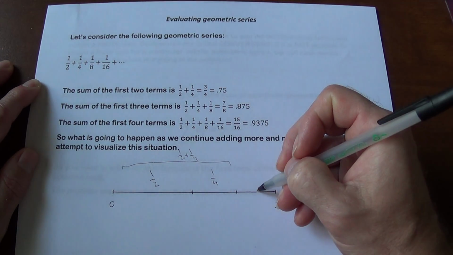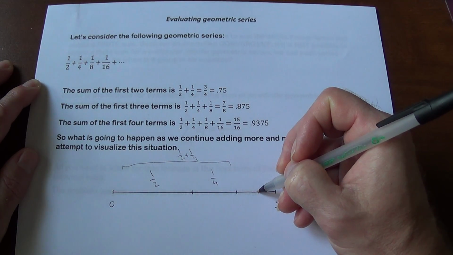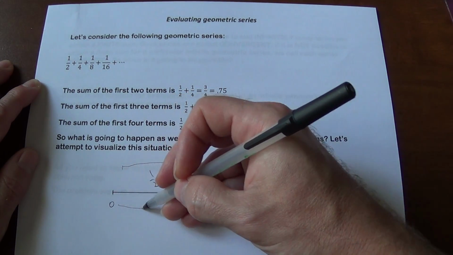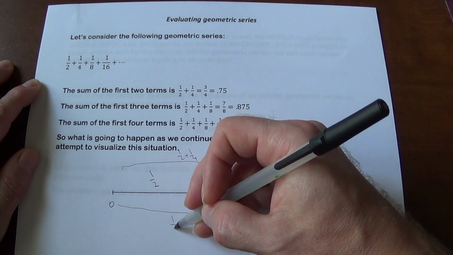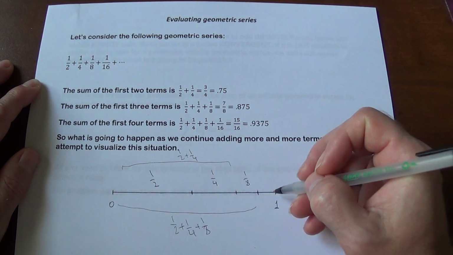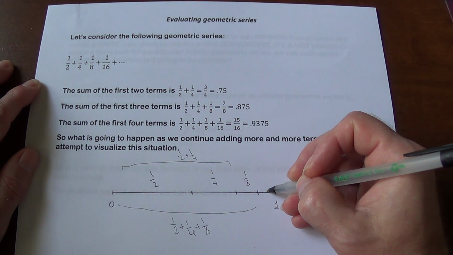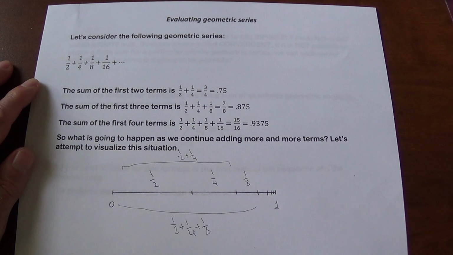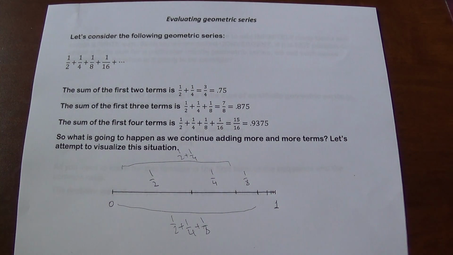To get 1/8, we're going to split this remaining section in half. That's 1/8, and this here will give us 1/2 plus 1/4 plus 1/8. We split this in half one more time, we can add 1/16, then 1/32, 1/64, and you can continue this process forever. But it looks like everything's going to move closer to 1.